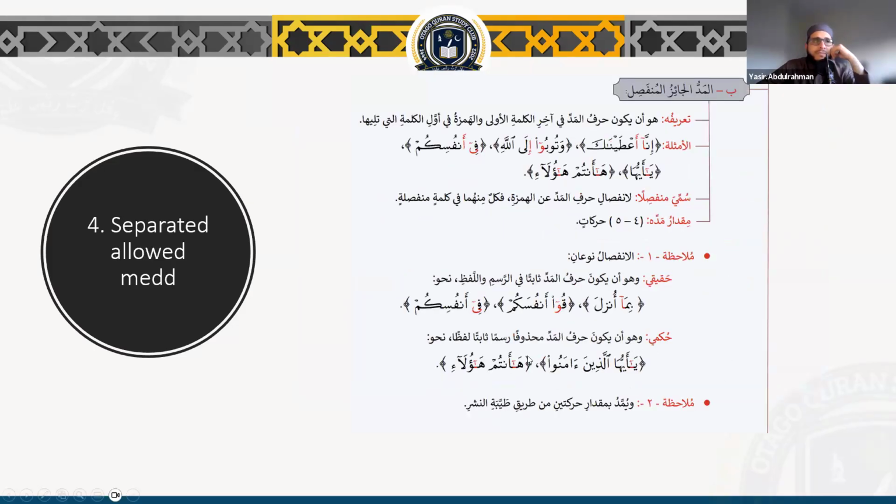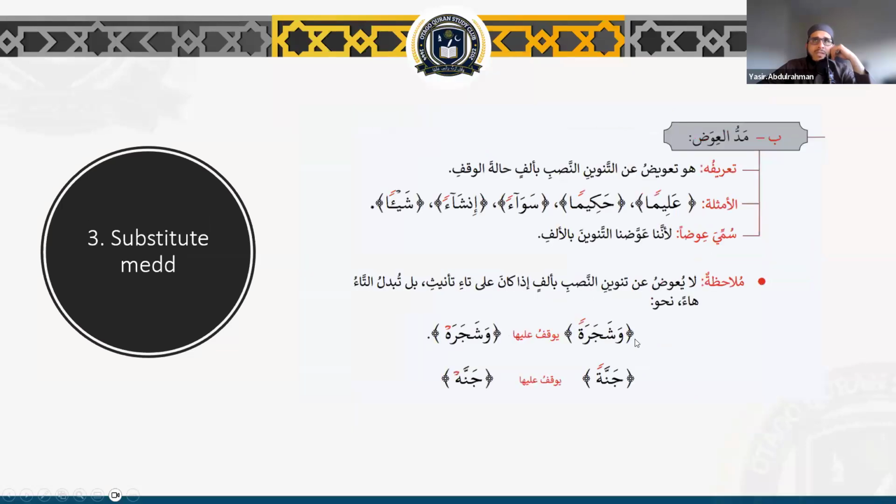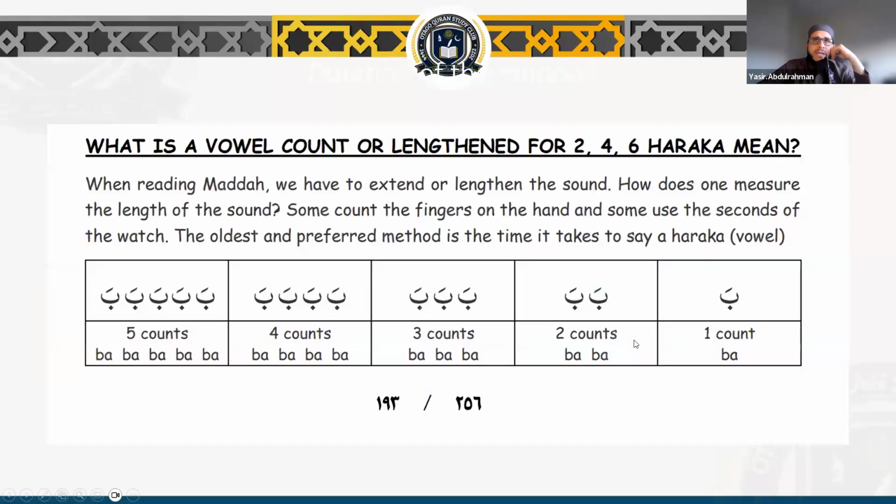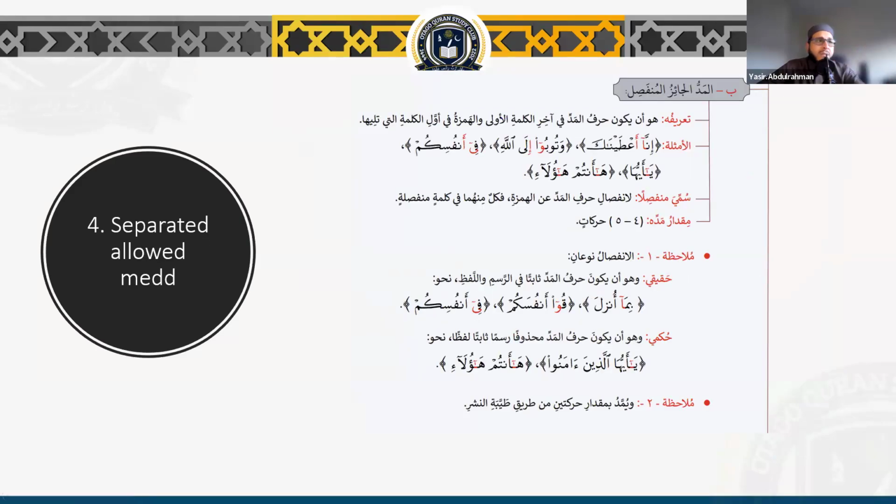Now the other types of med. So these three that we said, مد العوض, مد البدل, and المد الطبيعي. These are all at two haraka, two counts. There is also another one which we'll come to later. We call it الصلة الصغرى, or the short connecting med. We will come to it later, inshallah. That's also part of the natural med family, two haraka.